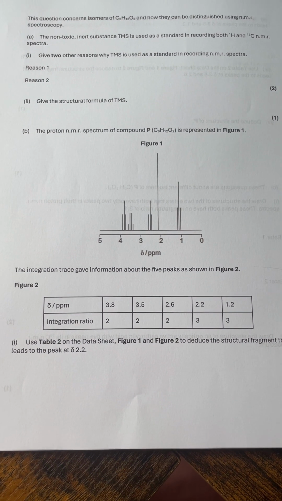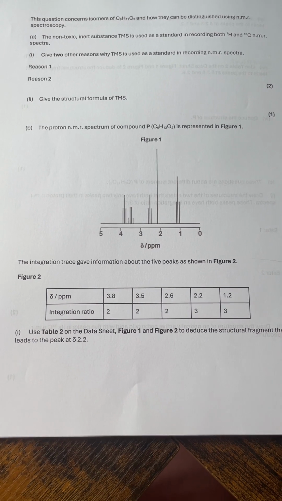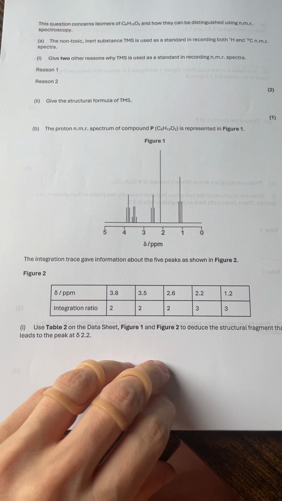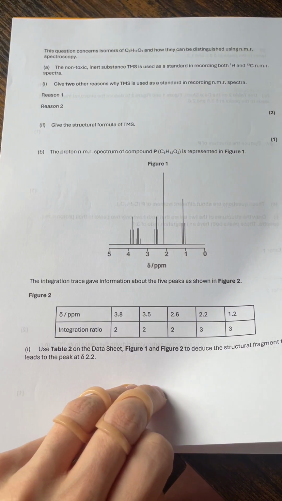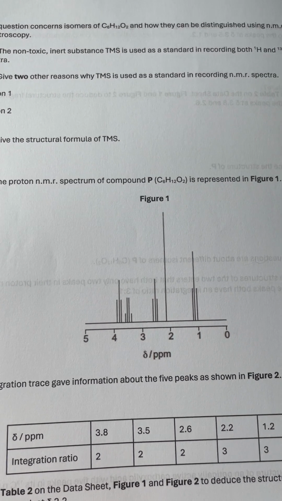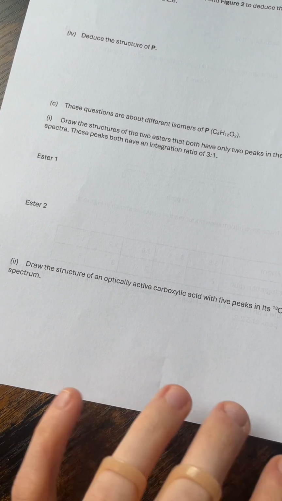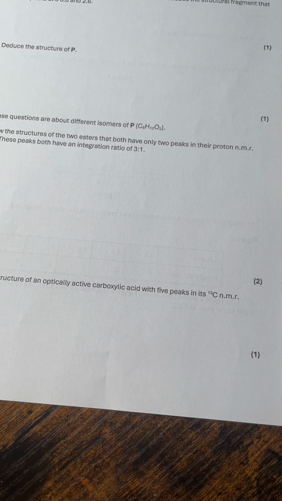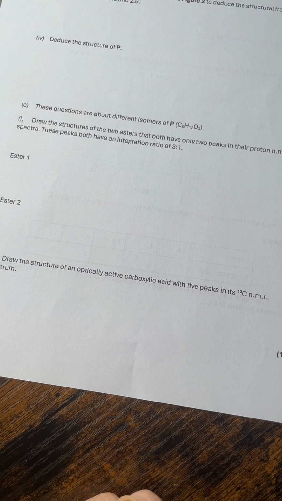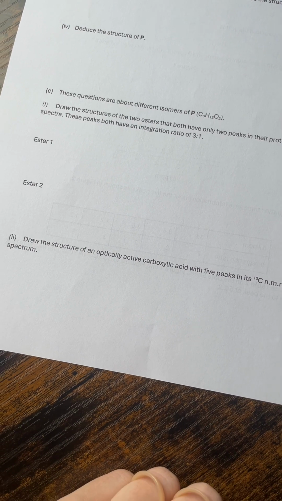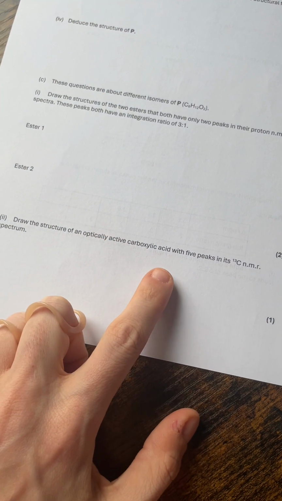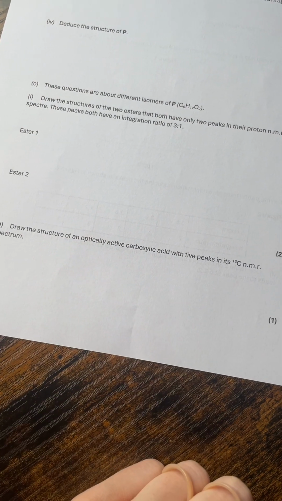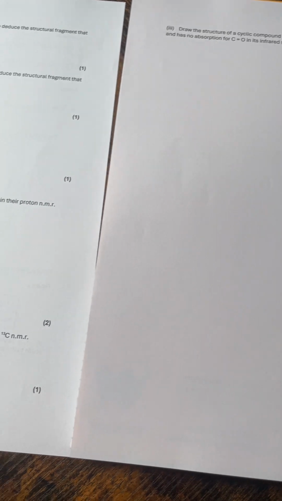We've then got some proton NMR spectrum information, and we're going to be asked to put together the structure of a particular compound P, where we've been given the molecular formula. Then the question goes on to ask us about some different isomers of P, where again they've given us some information about the number of peaks in their proton NMR spectrum, the integration ratio, or the functional group and the type of isomerism that they might have. And we're going to have to draw some structures for those different isomers.